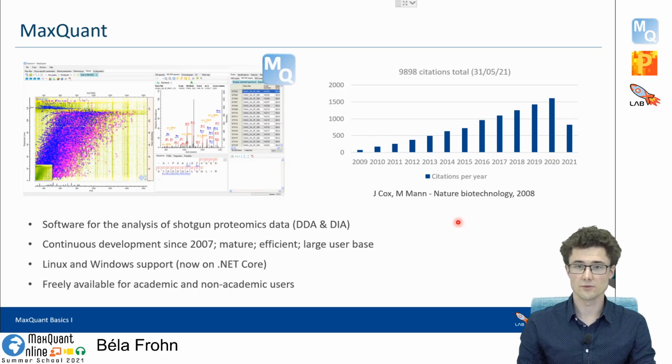This is citations per year, so it's not cumulative, but even per year the number of citations is still growing. And as you already could see in the previous videos, it runs on Linux and Windows. You should already know now how to run it on Linux and Windows. And of course it is freely available for everyone who wants, so you don't have to pay for it.